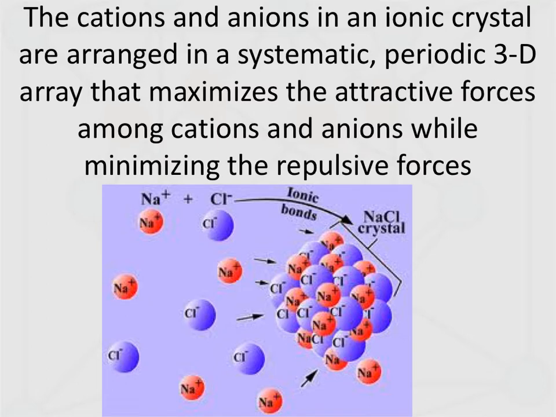The cations and anions in the lattice are arranged in this big 3D structure that basically allows for every single positive ion to be surrounded by only negative ions and every negative ion to only be surrounded by positive ones. This basically helps to maximize the attractive forces between the oppositely charged ions. I keep saying atoms. Ions, charged atoms, so ions. And it minimizes the repulsion, so it's trying to keep those like charges as far away from each other as possible.